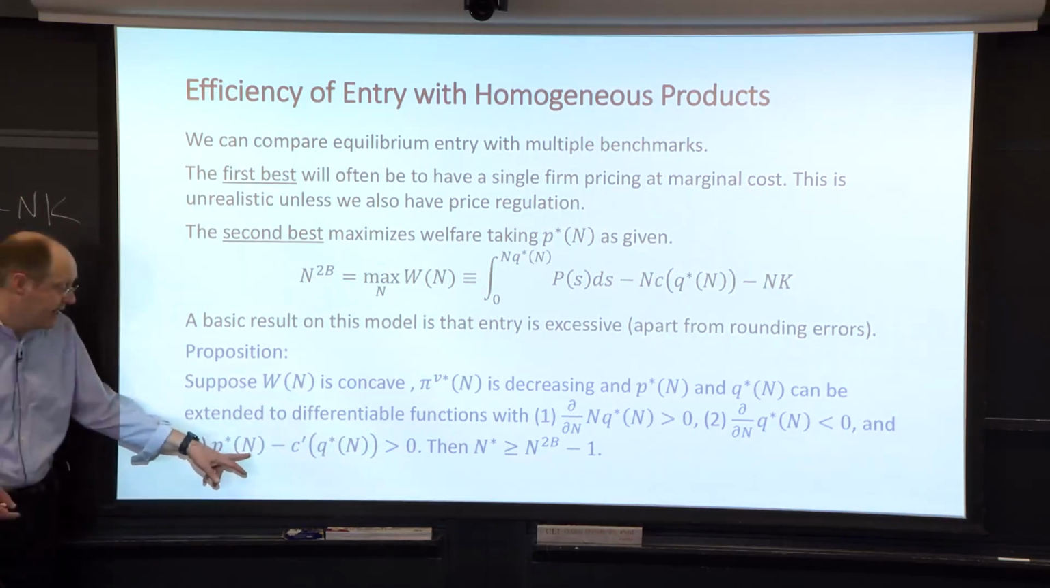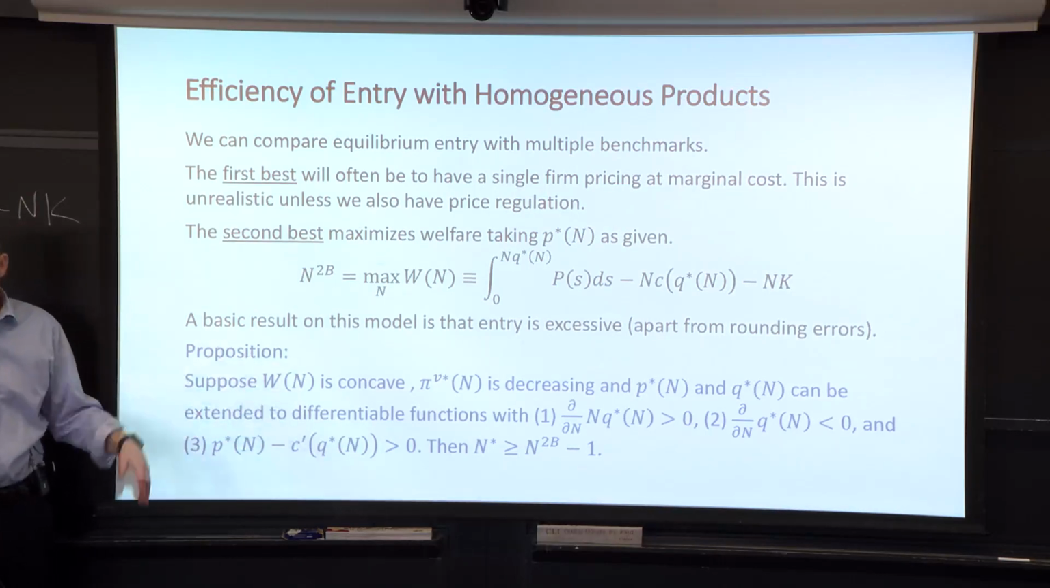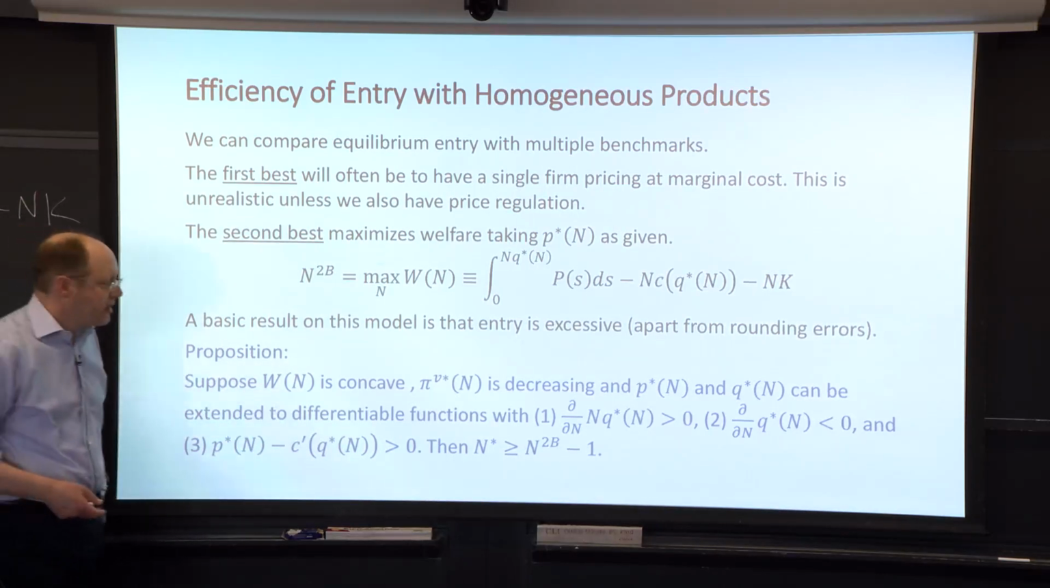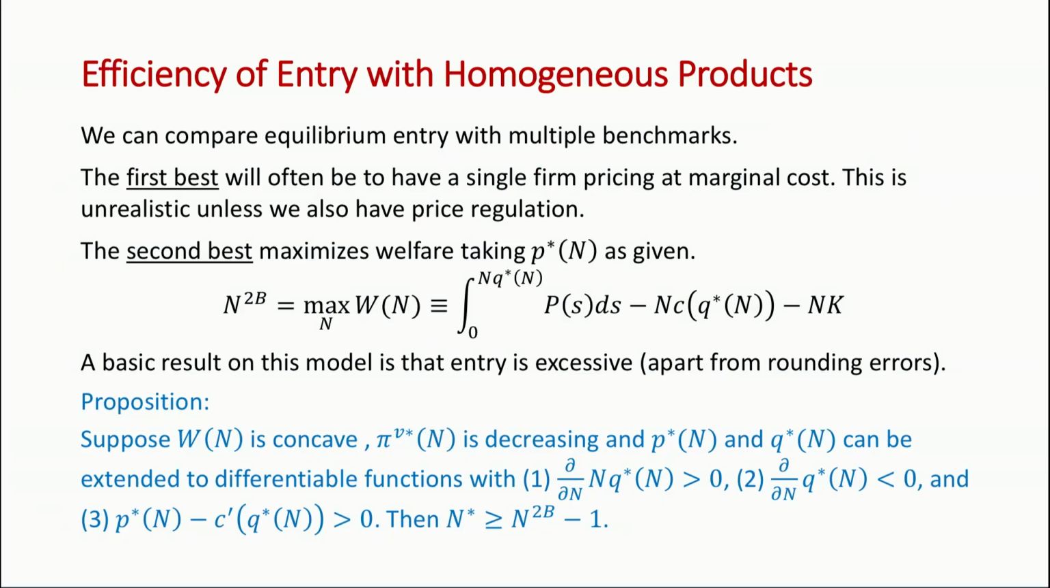Or, sorry, this is given any number of firms n. Given any number of firms n, the resulting price will be above marginal cost. The theorem is that then n is at least n second best minus 1. So entry is excessive, although it can, due to rounding errors, be 1 too few.